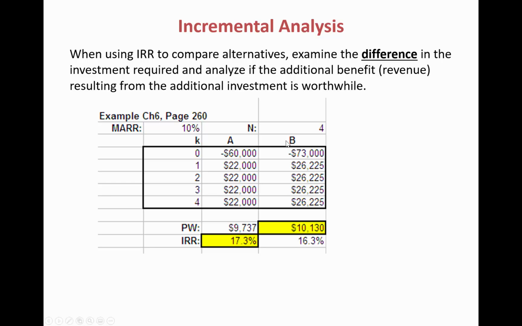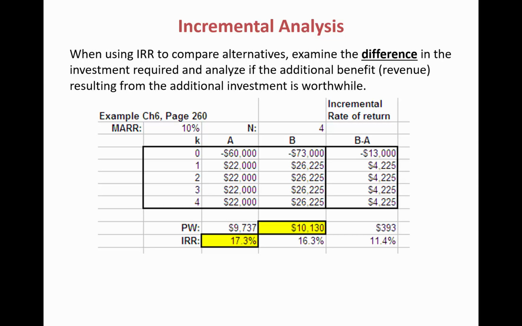But sometimes you may be curious to know about the extra $13,000, because if you have B versus A, you're going to spend an extra $13,000 to get option B. The question might be, what's the rate of return on that additional $13,000? And so that's where you do an incremental analysis, and you'd subtract B minus A for each of the rows. So the initial additional cost is $13,000, and the additional revenue each year is $4,225.